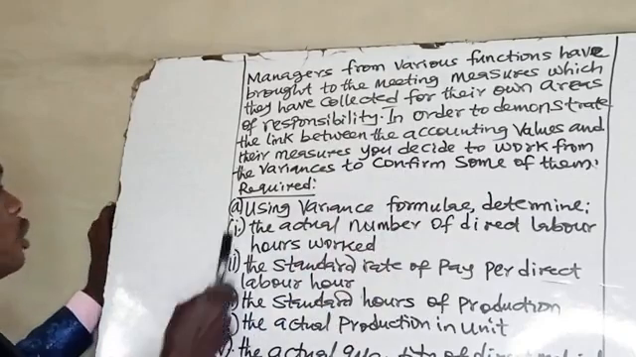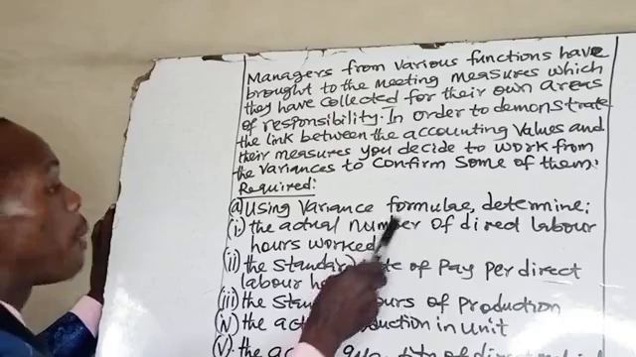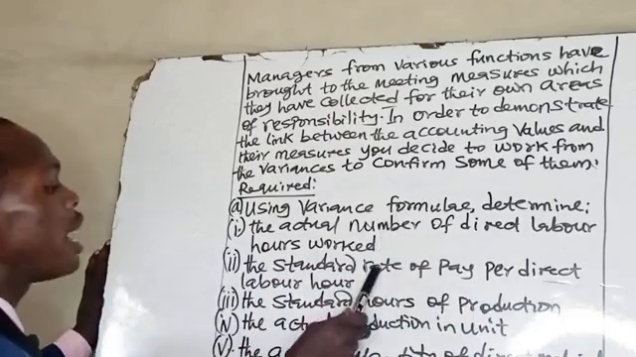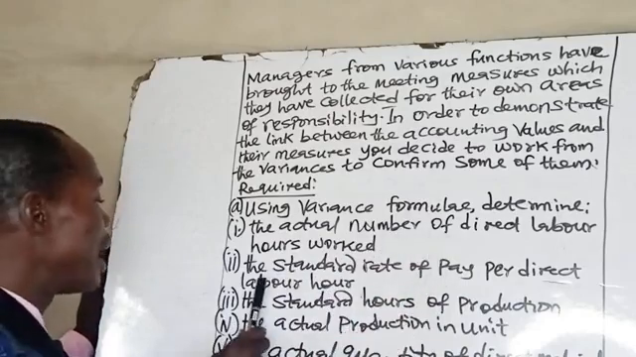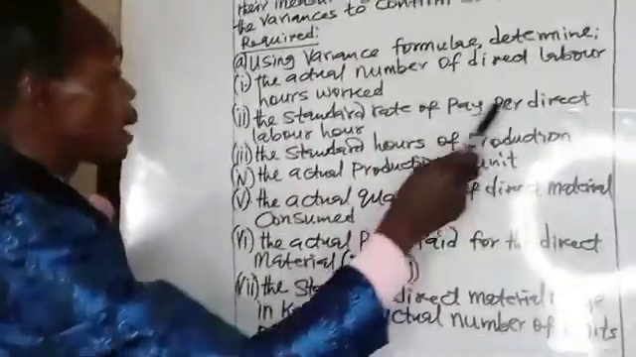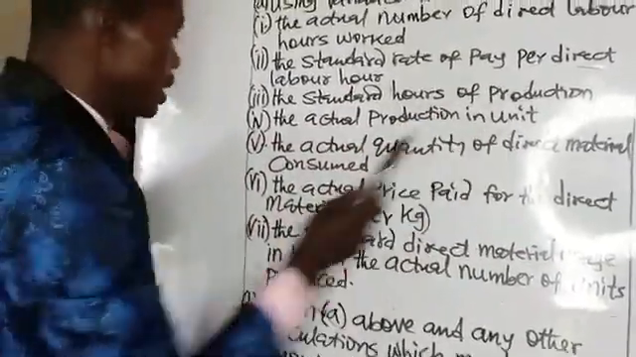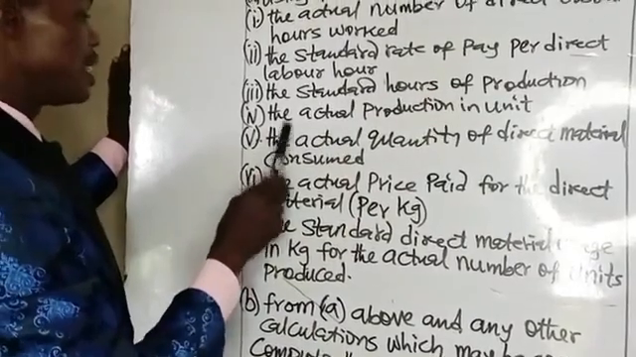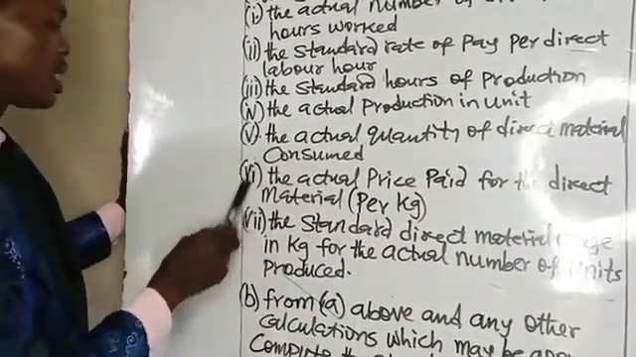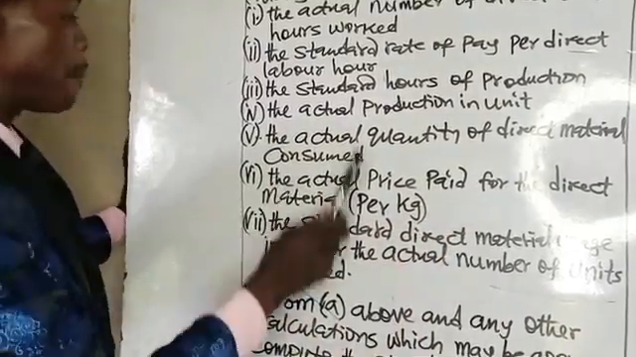Managers from various functions have brought to the meeting measures which they have collected for their own areas of responsibility. In order to demonstrate the link between the accounting values and their measures, you have decided to work from the variances to confirm some of them as required. A. Using variance formula, determine 1. The actual number of direct labor hours worked. 2. The standard rate of pay per direct labor hour. 3. The standard hours of production. 4. The actual production in units. 5. The actual quantity of direct material consumed. 6. The actual price paid for the direct material per kg.